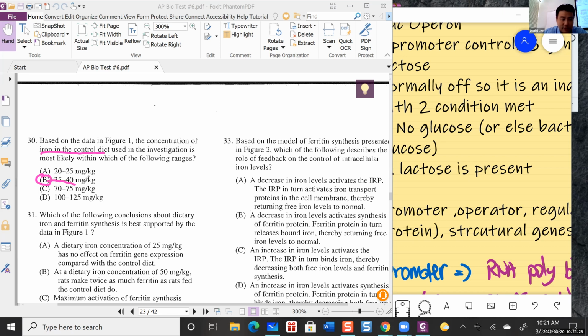So the best answer is, see, they're very nice. The other ones are way off, right? So they give you a range. So B is the answer, 30. 31.